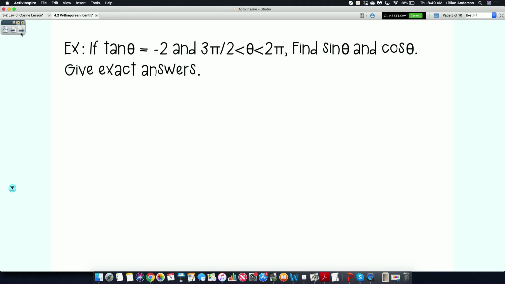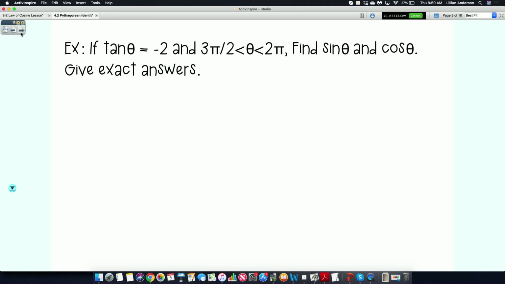What a lot of students like to do is they like to say, oh, well, tangent is sine over cosine, so that means sine is negative 2 and cosine is 1. No, it doesn't work out that way. You cannot do that, okay? You cannot make that whole number into a fraction and then assign the two trig functions those values. It will be wrong every time, okay?